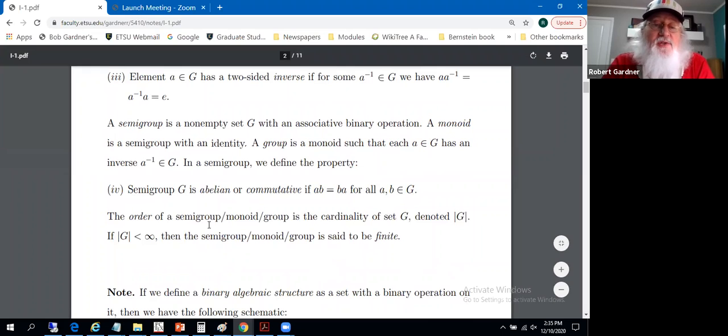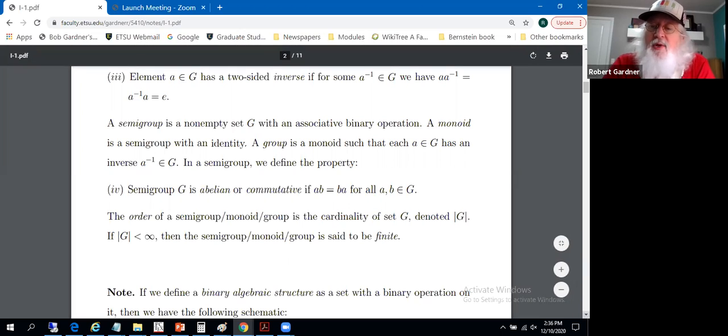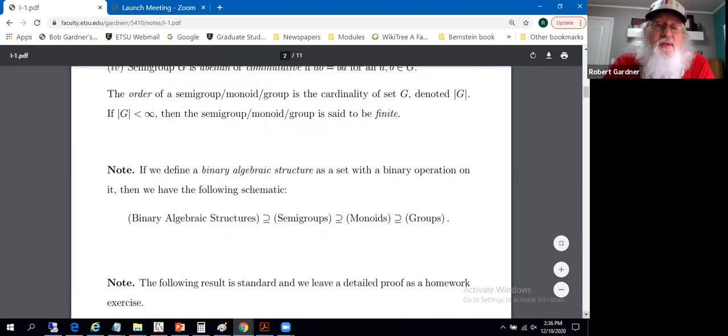The order of these structures, be it semigroup, monoid, or group, is the cardinality of set G. That's the usual notation for the cardinality of a set. If the cardinality of G is finite, less than infinity, then the semigroup, monoid, or group is said to be a finite semigroup, monoid, or group. We're here to consider finite groups and infinite groups. Oh, and in passing, semigroups and monoids. After section 1, I don't think we'll see a whole lot of semigroups and monoids. This is largely a class about groups, so the monoid and semigroup material is short-lived.